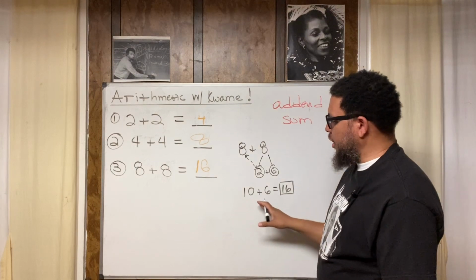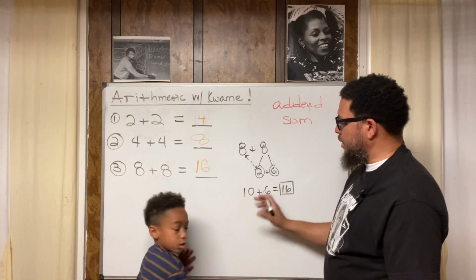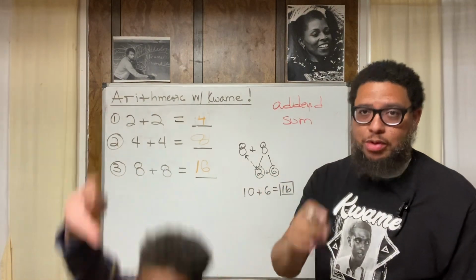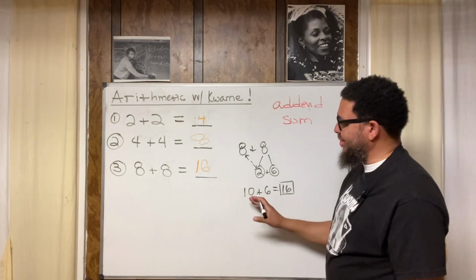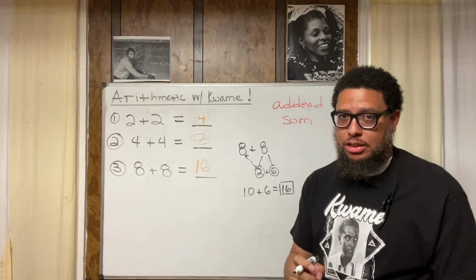One of the benefits of using number bonds is that you create what's called an equivalent expression. Equivalent expressions are very important.